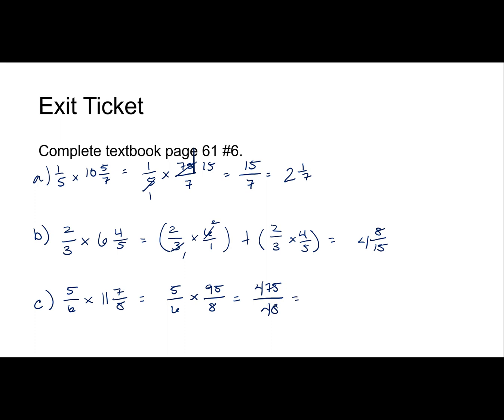So 48 is almost 50. So I'm going to say 48 probably goes in there 9 times. And if we multiply 9 times 48, let's multiply 10 times 48. What's 10 times 48, class? 480. But we really only wanted to multiply 9 times 48. So let's subtract 48 from 480. If we subtract 40 from 480, we get 440. If we subtract another 8, we'd get 432, right? Are you guys with me? Okay, so let's subtract that from 475 and we get 43. Okay, there's our remainder. 43/48.